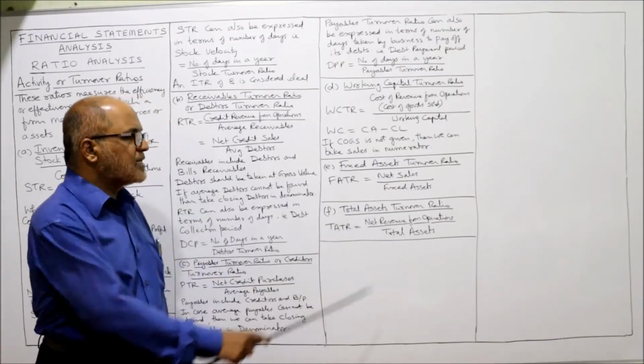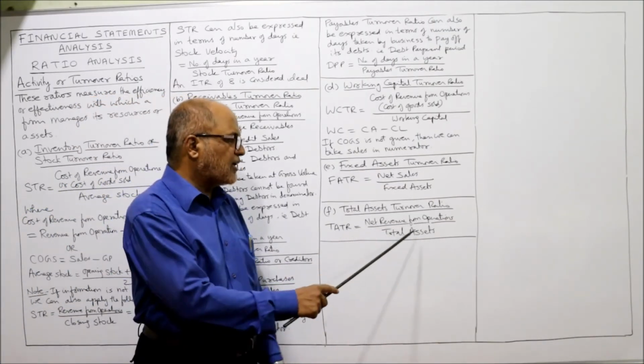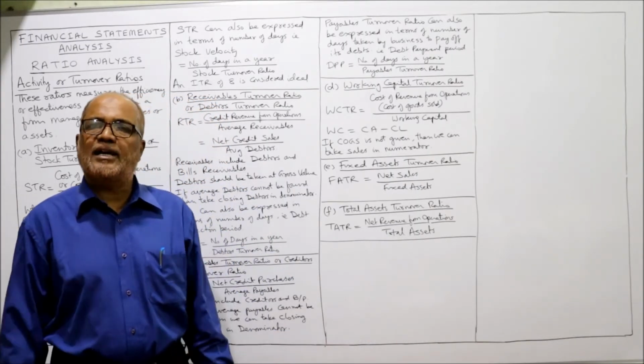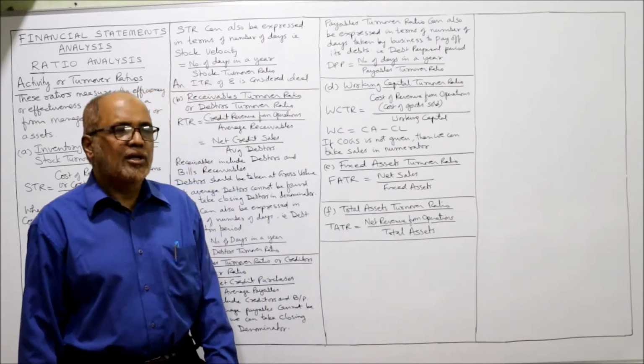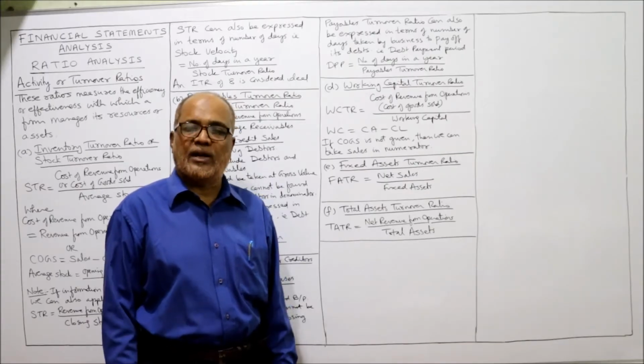The next one, total assets turnover ratio. The formula is net revenue from operations divided by total assets. Net revenue from operations means net sales. So net sales divided by total assets. That's all. So these are the 6 formulas of activity or turnover ratios.